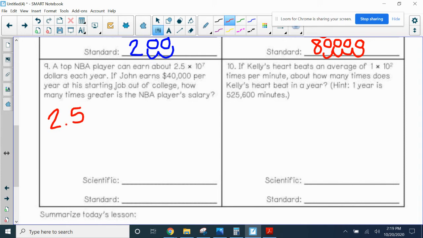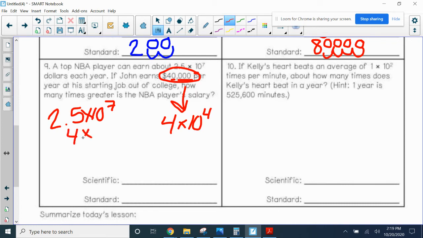So I have 2.5 times 10 to the 7. But my original starting salary is not in scientific notation. So I need to turn that into scientific notation. I know I can only have 1 non-zero digit in front of the decimal. And I moved my decimal 1, 2, 3, 4 times. So 4 times 10 to the 4. We're going to line them up and divide.